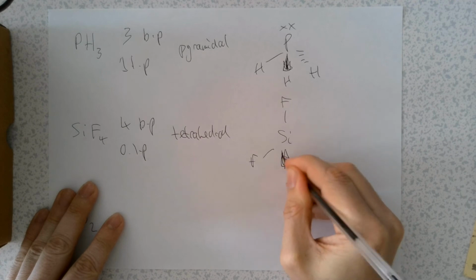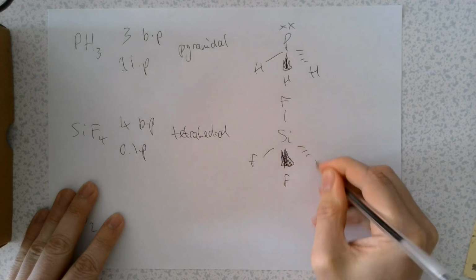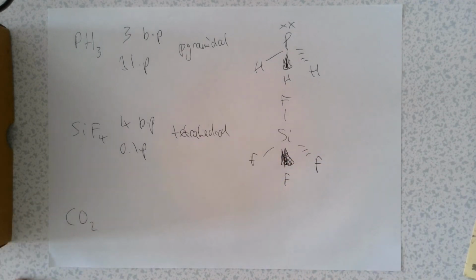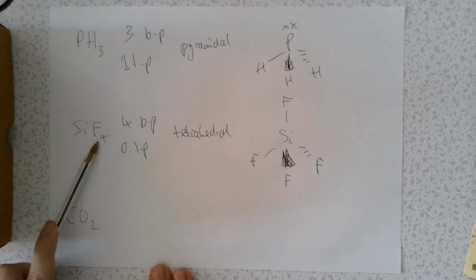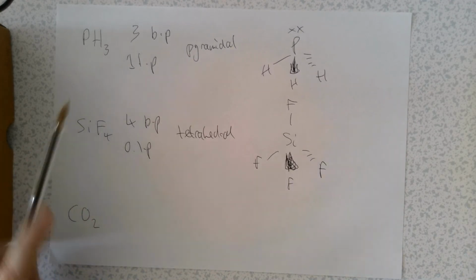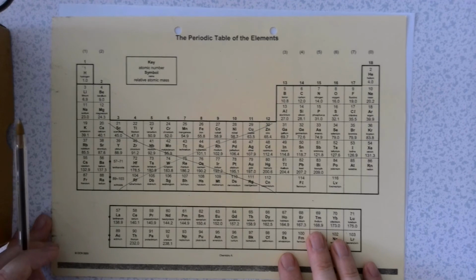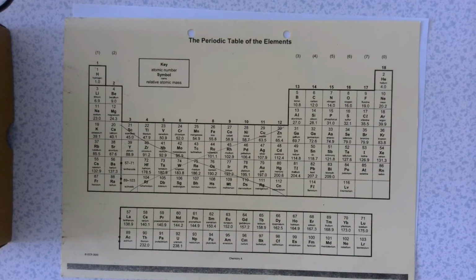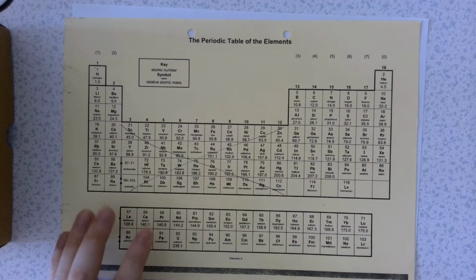That's a terrible bond, but you know what I'm trying to do? Here we go. Okay. Now what I did there is I knew that fluorine only made one bond, and I knew that hydrogen only made one bond. If you're not sure how many bonds elements tend to make, you can get that from the periodic table.